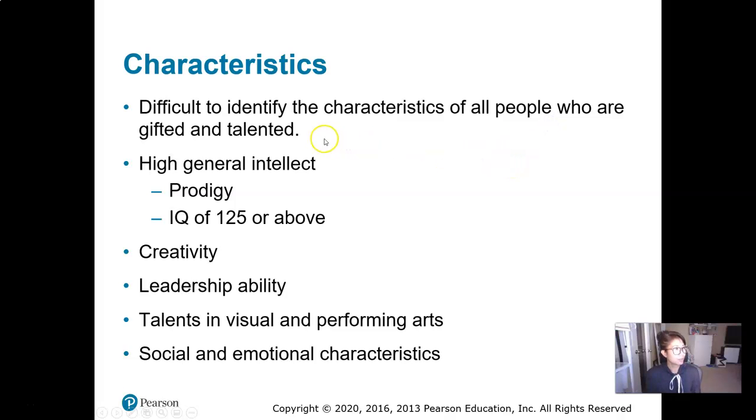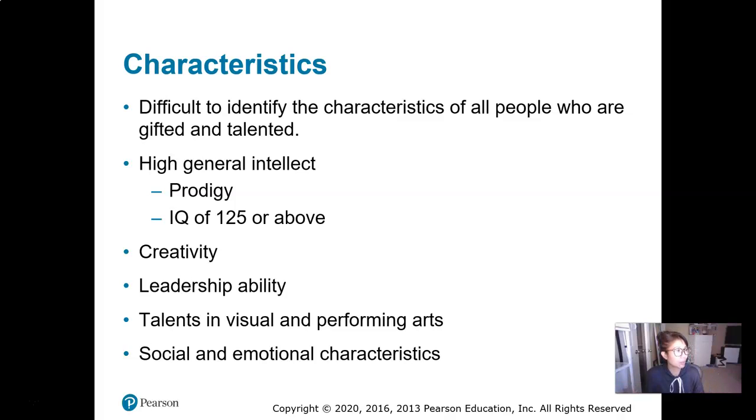Characteristics. It's difficult to identify the characteristics of all because they could vary. Gifted and GT students are on a continuum, just like there's a whole bunch of different intelligences. Some gifted and talented students are just so well versed, they can do all sorts of things. They're highly intelligent academically, and they're also musically talented and athletically inclined. There's a whole bunch of different ways in which intelligences could operate. So it's not just one way. It could be multiple ways too.